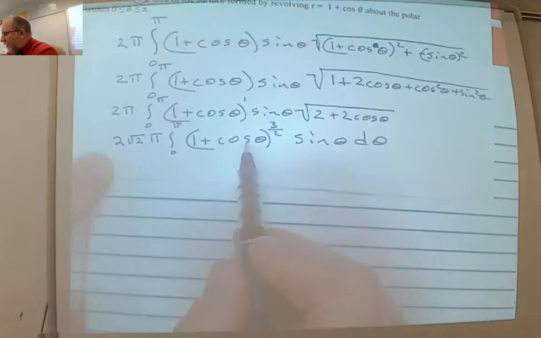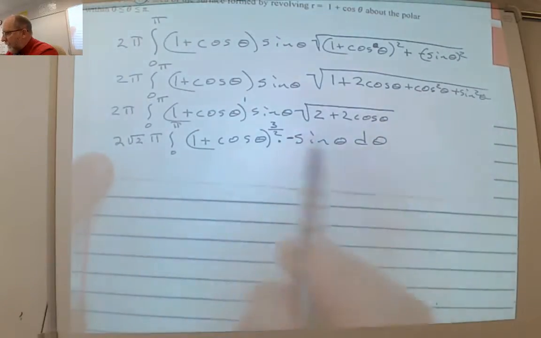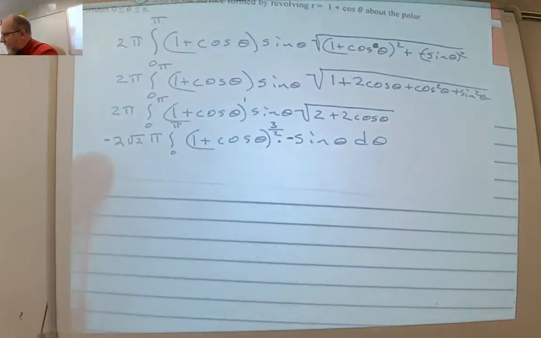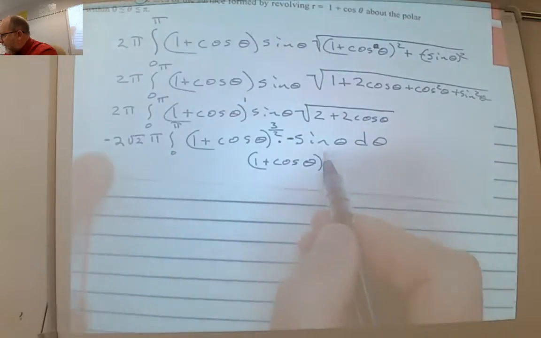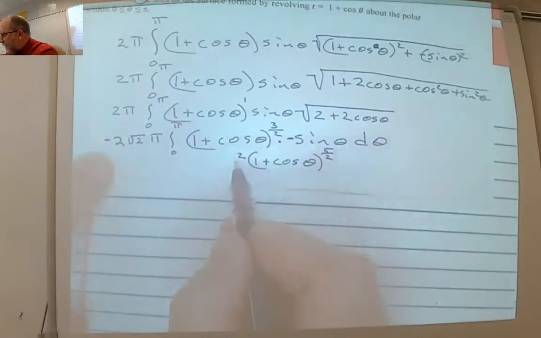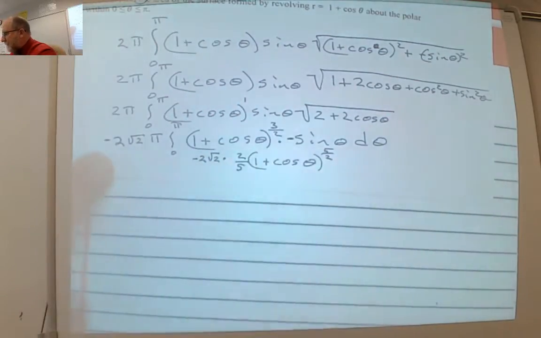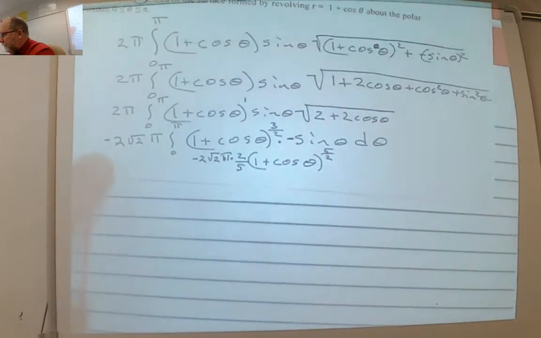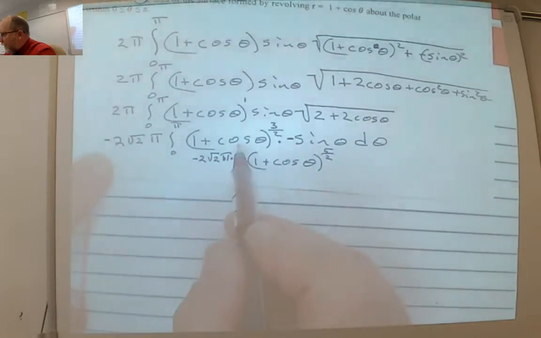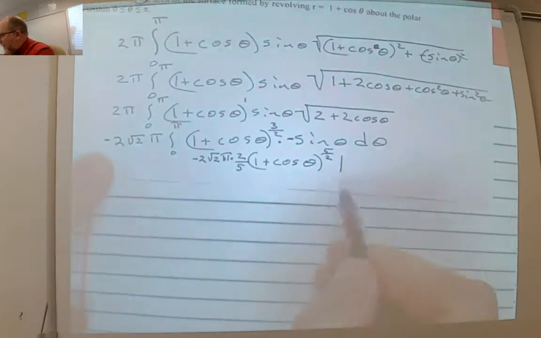So now I can reverse the power rule. What's the derivative of cosine? Negative sine, correct? So I need a negative out here. And I have 1 plus the cosine of theta to the 5/2 power. So I need 2/5 here. And I got negative 2 square root of 2 right there. And I have a pi. Wait, so why is it negative? Because the derivative of cosine is negative, and it was a positive sine, so I had to multiply the outside by negative. Evaluated from 0 to pi.